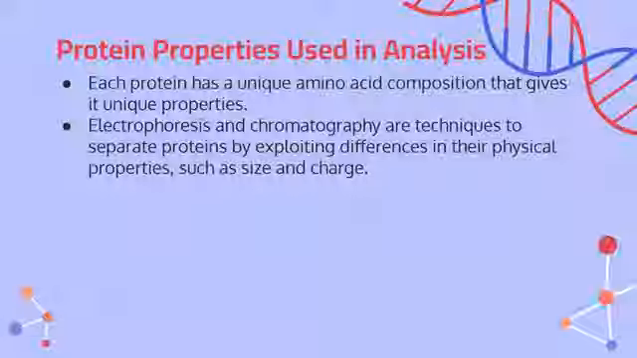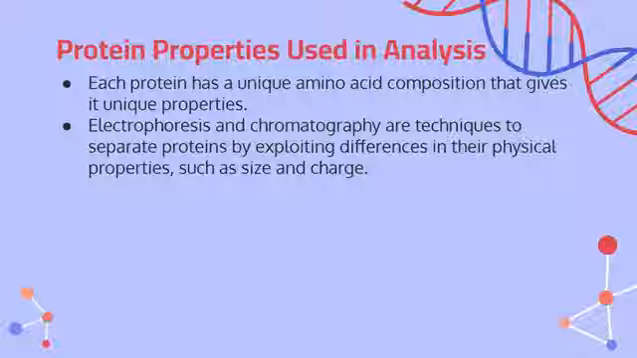So now that we can quantify the amount of proteins, we can look at protein properties that we can use in analysis. Each protein has a unique amino acid composition and this gives it unique properties. So structure dictates function. Electrophoresis and chromatography are two techniques that we can use to separate proteins by exploring their differences in physical properties such as size and charge. So, are they positive, negative, neutral, things like that.